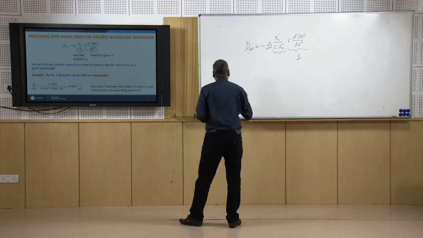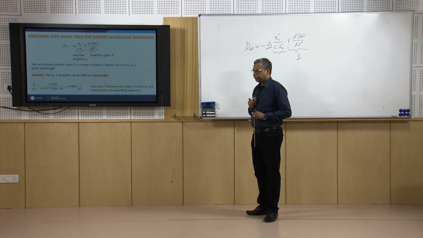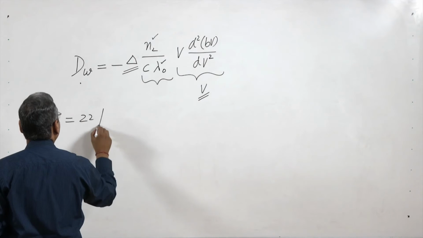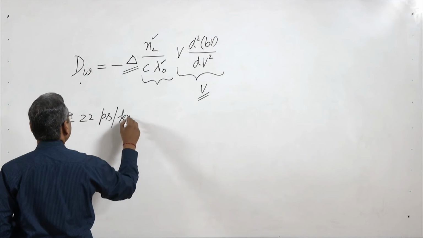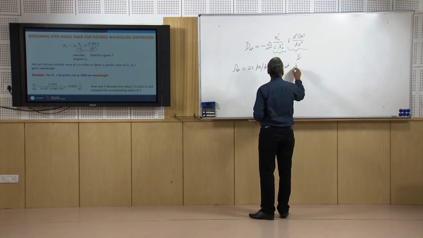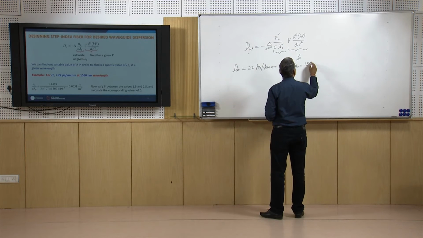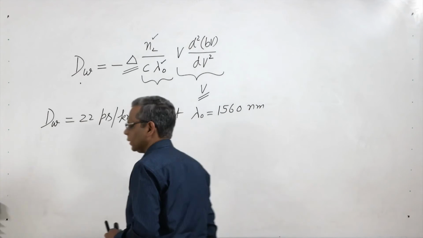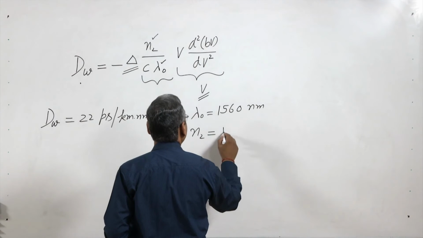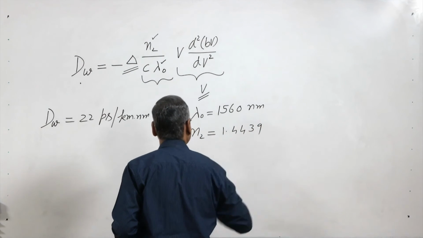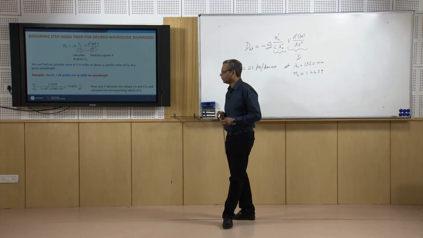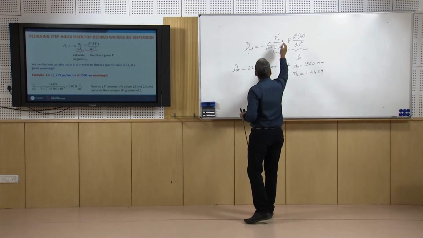So, I can understand it with the help of an example. If I want to target my dW as 22 picoseconds per kilometer nanometer at lambda naught is equal to 1560 nanometer wavelength, then N2 at this wavelength is around 1.4439. This is the refractive index of silica glass at 1560 nanometer wavelength. So, this is now fixed.